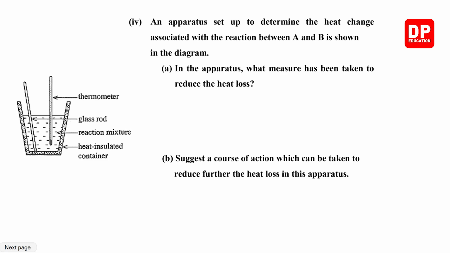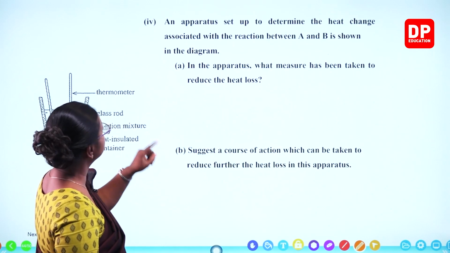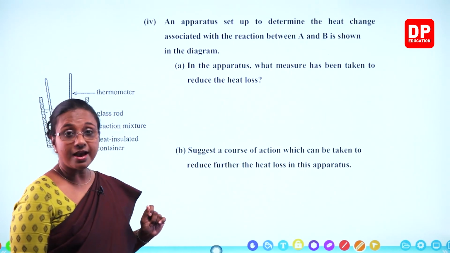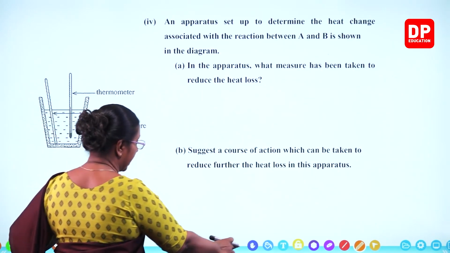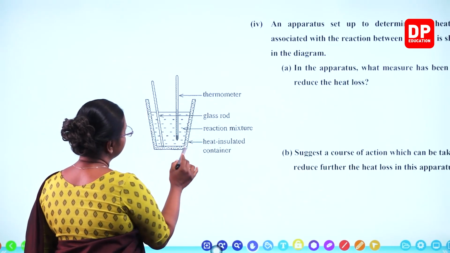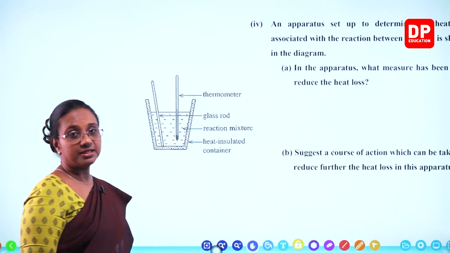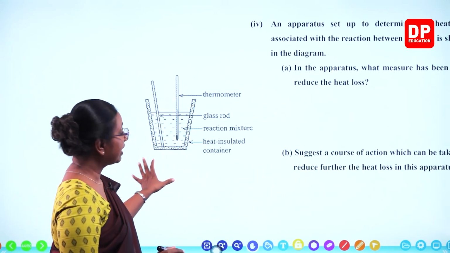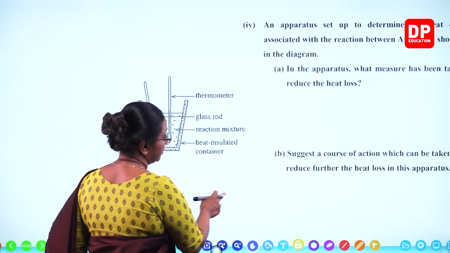So then the fourth part of the question, I have put the diagram here, so that is needed for this question. Part 4: an apparatus set up to determine the heat change associated with the reaction between A and B is shown in the diagram. This is the diagram I already explained to you all. You all can see here the heat insulated container, the reaction mixture inside, the glass rod and the thermometer. You all know why we use all these components, the materials, why they are used.